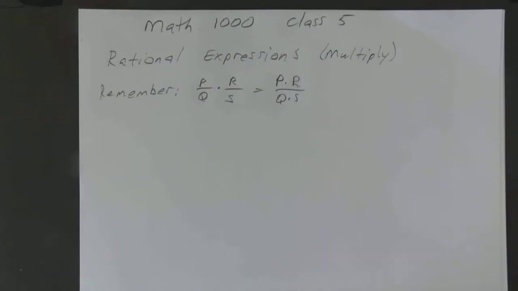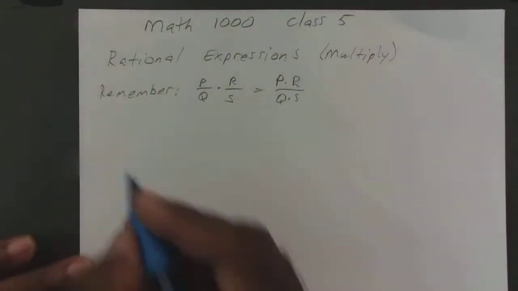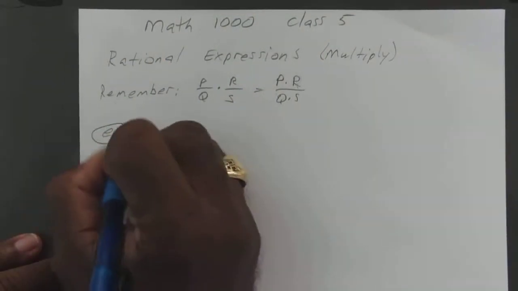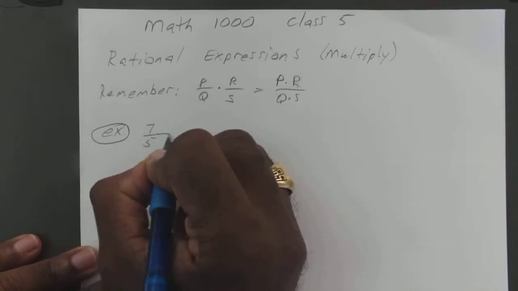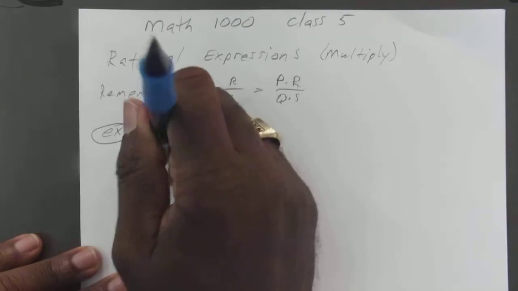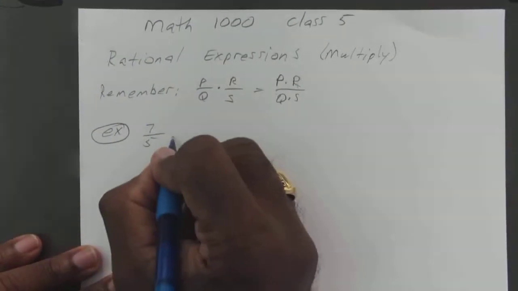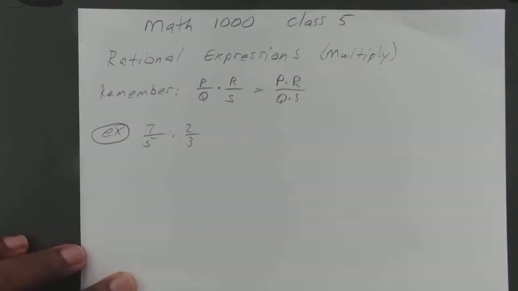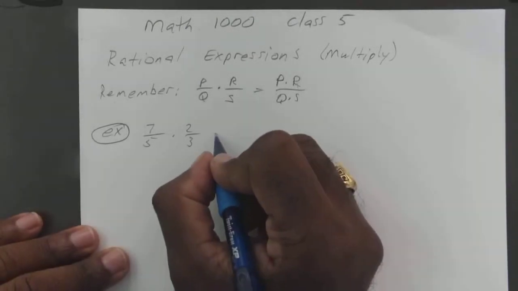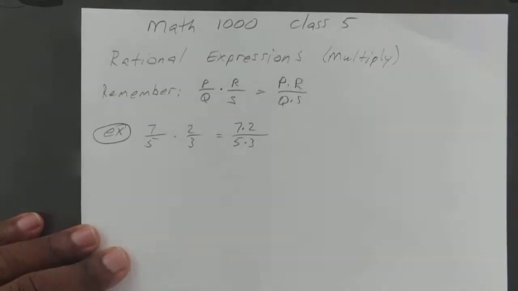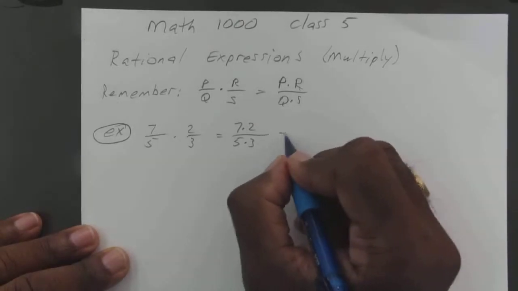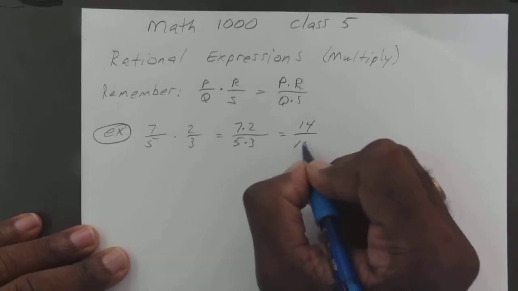Okay. So if we use that with just regular, ordinary, everyday numbers, let's say we have 7 over 5 times 2 over 3. You just multiply your numerator straight across and your denominator straight across. So that's just 7 times 2 over 5 times 3 is 14 over 15.